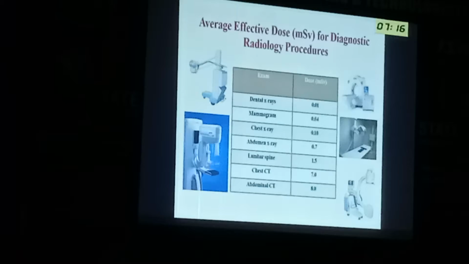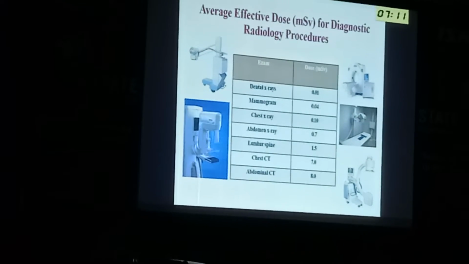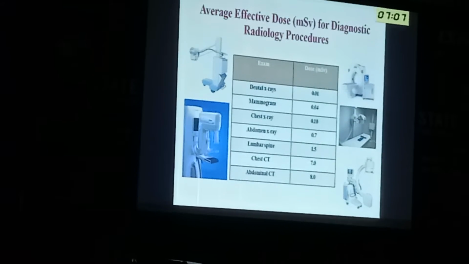So here we are talking about effective dose. Suppose anybody is undergoing an angiogram, then most probably the dose may go up to 15 millisievert, and for angioplasty it can go up to 30 to 40 millisievert also.